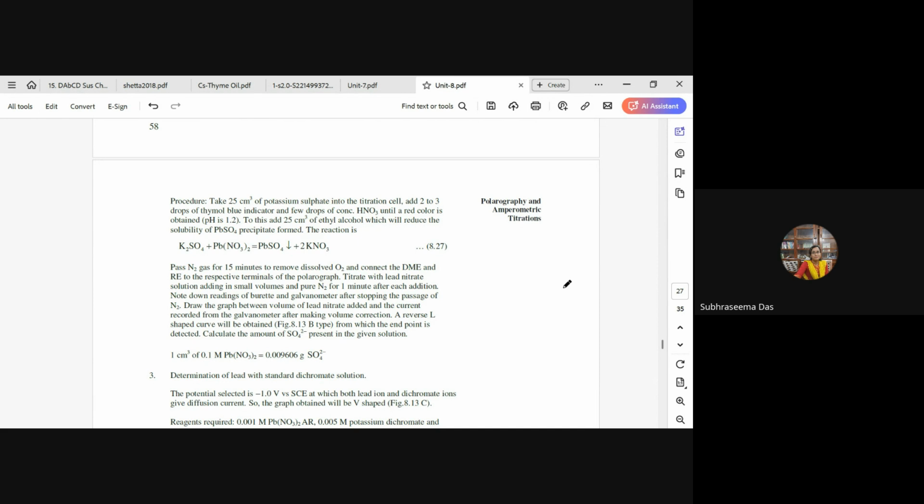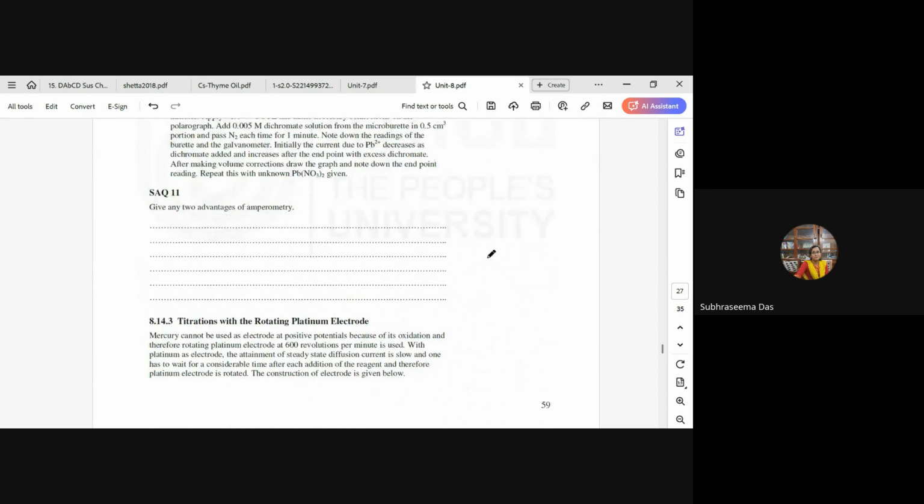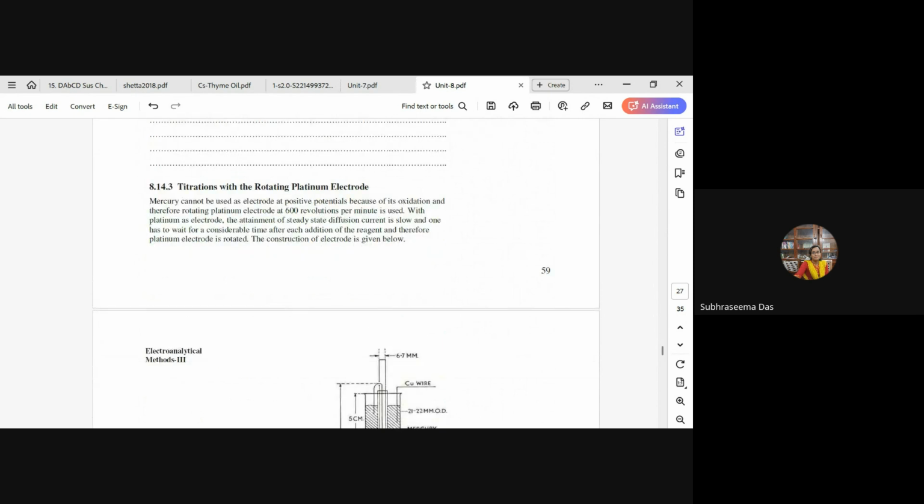So after titrating with lead nitrate, nitrogen is passed for 1 minute and the reading is noted down. And from the graph, we can find out the exact endpoint of the titration. There is also the determination of lead with standard dichromate solution, which can also be done through amperometric titrations.